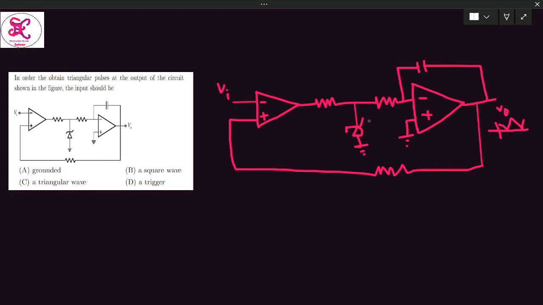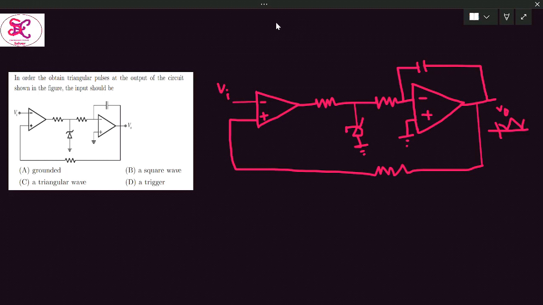The second circuit based on the operational amplifier is simply an integrator. The first op amp is in open loop configuration, that is a comparator. I have explained comparators and integrators in detail in previous videos. I am providing the links in the description box.